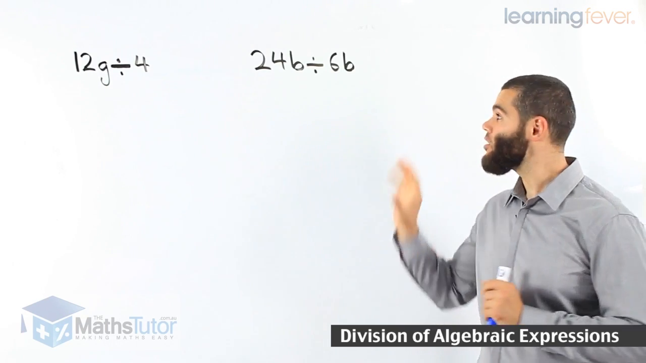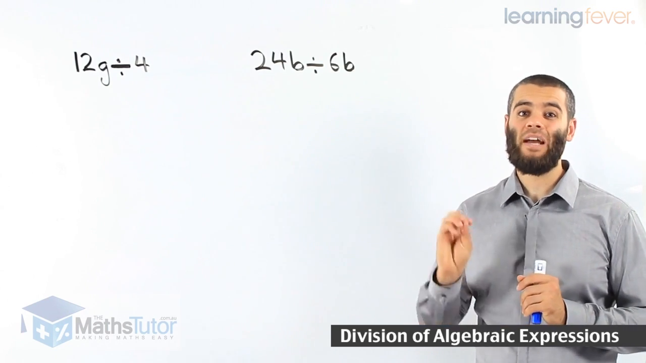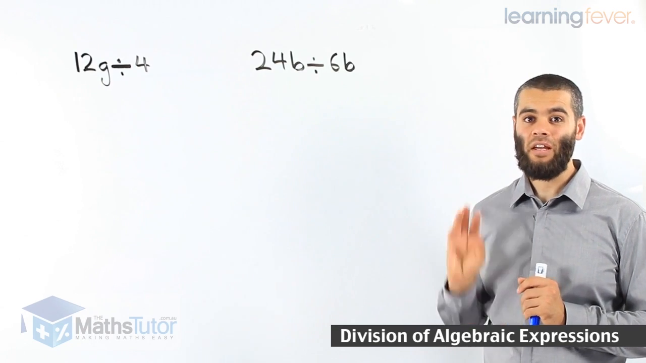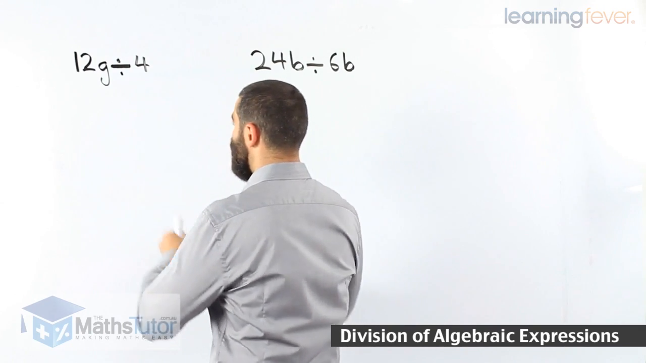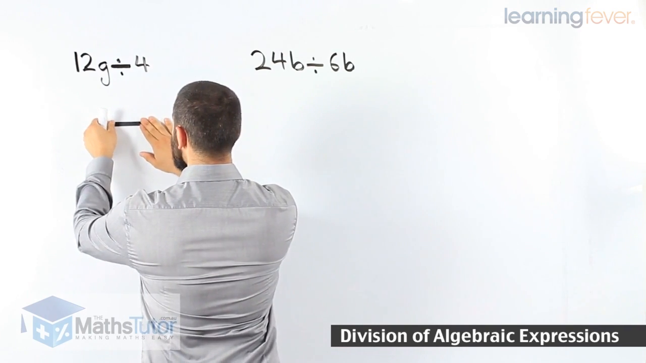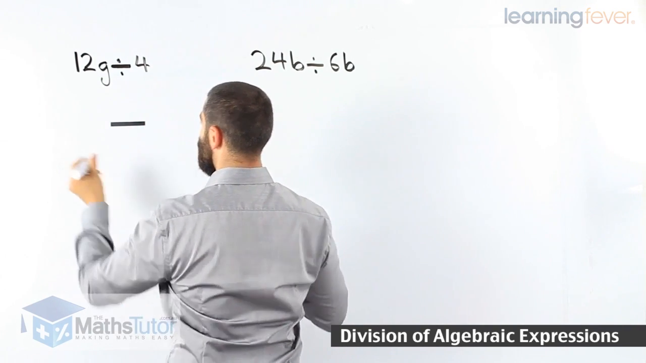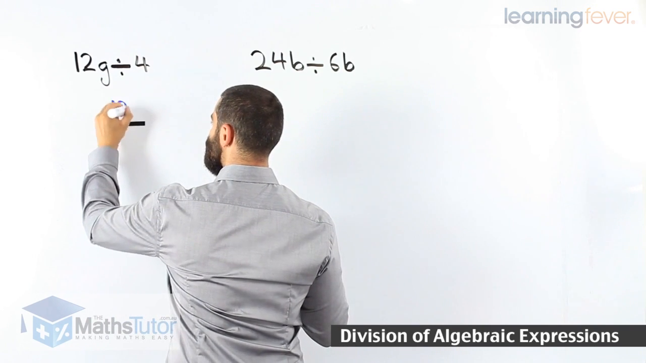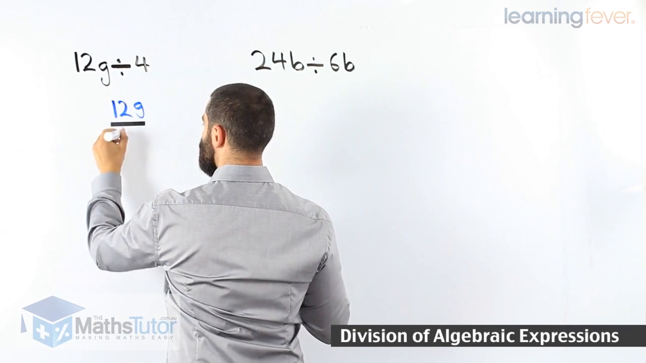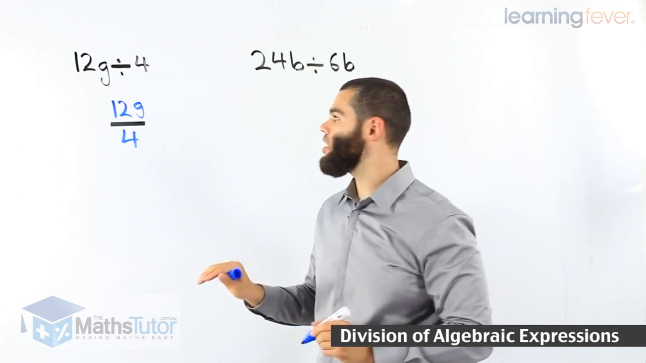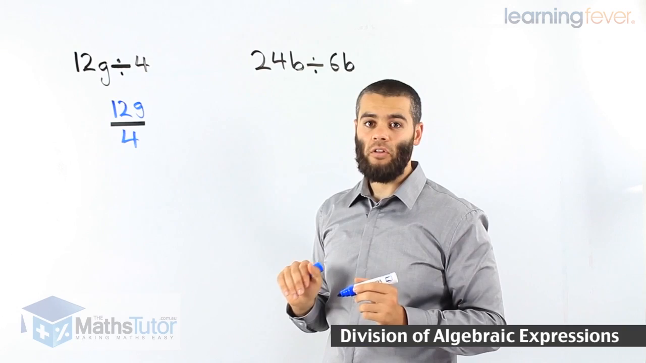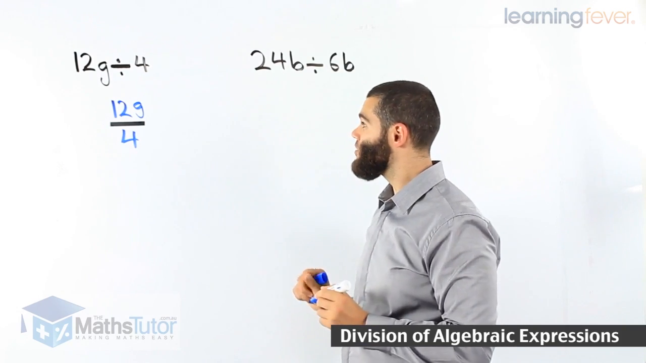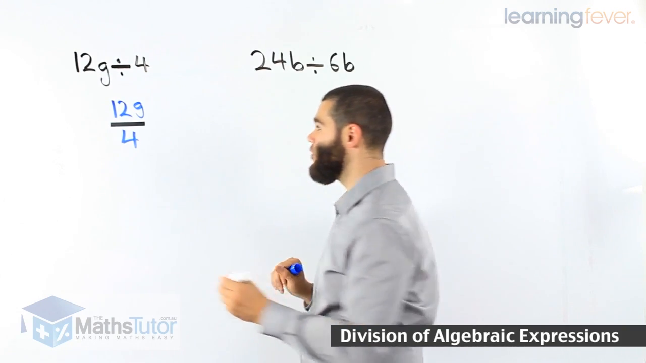I always tell my students, don't write it like that. Write it as a fraction first and then solve it. Let's do that for these examples as well. So we have our division and we change it to a fraction bar. So we have 12g divided by 4. 12g is in the numerator and the 4 is in the denominator. Very important.